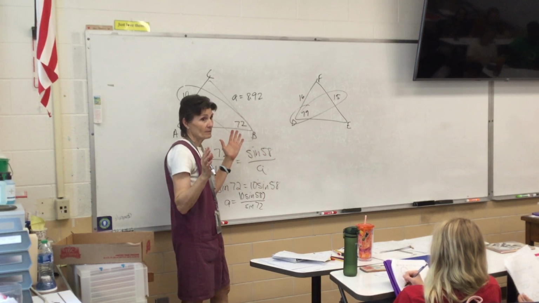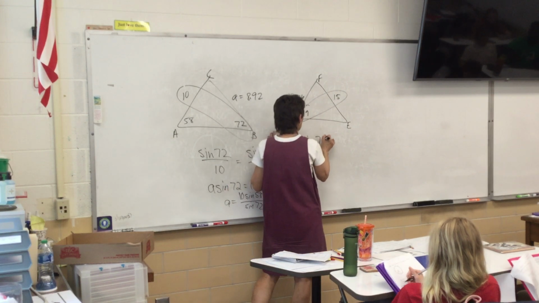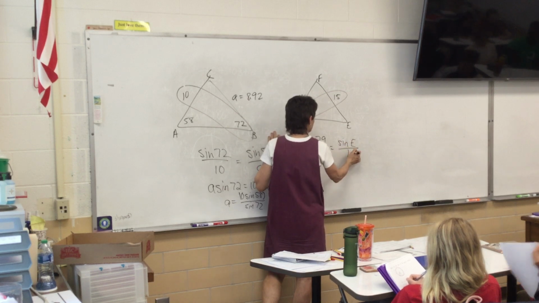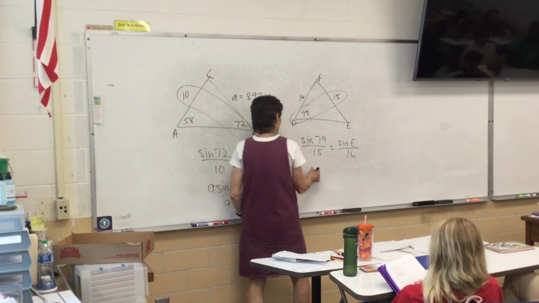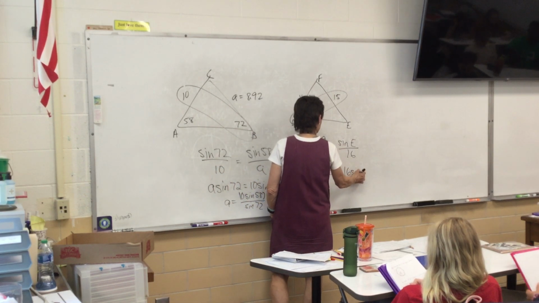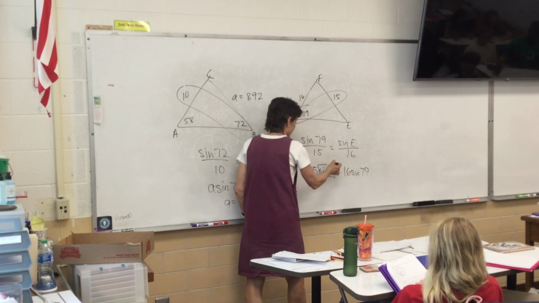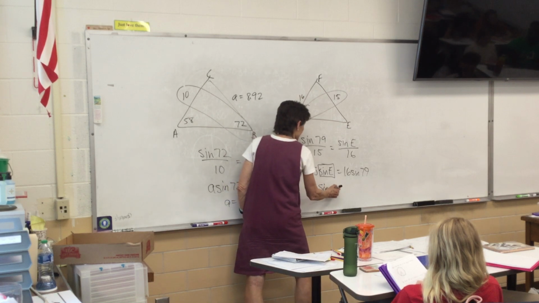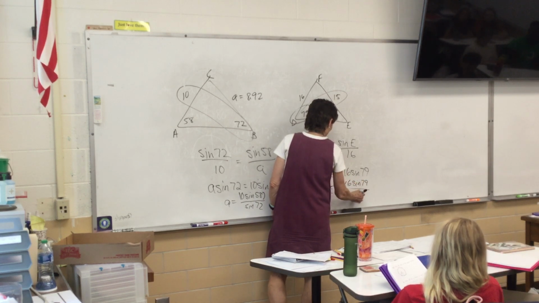That's law of sines, right? So sine 79 over 15 equals sine E over 60. So cross multiply, 15 sine E equals 16 sine 79. Now, this is your variable, boys and girls. So when you divide, you're going to be dividing by 15. So sine E equals 16 sine 79 over 15.